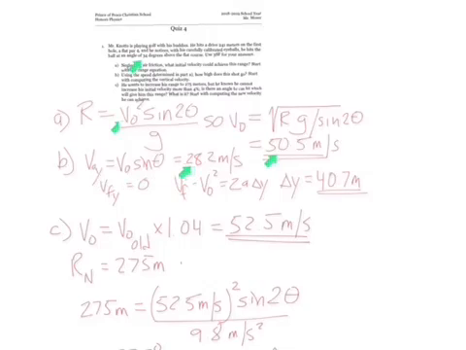At the top, we know, as always, that the final velocity in the y direction is 0, so now I can come over here and use v final squared minus v initial squared is 2a delta y, and solve for delta y. And when I do that, I get 40.7 meters.